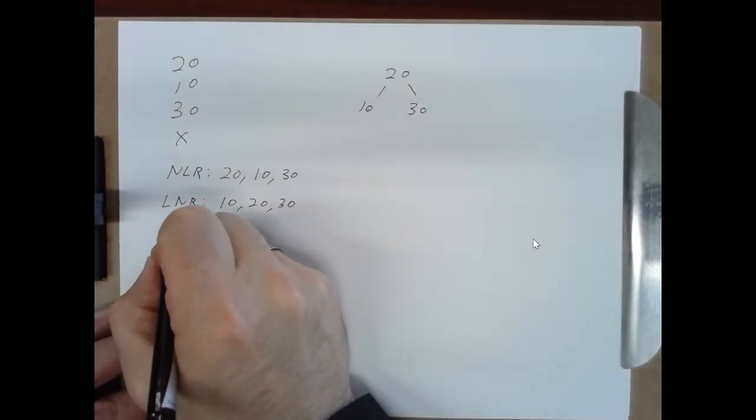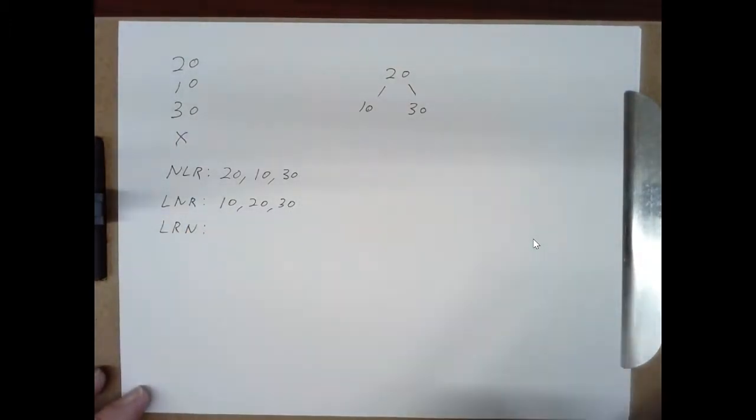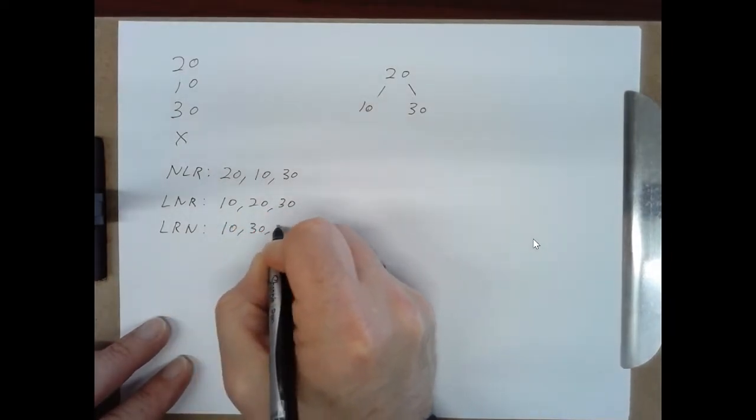And then post-order is again just flipping around the order of these things. Traverse the left and right subtrees first, then print the root. So here we'd get 10, 30, and 20.